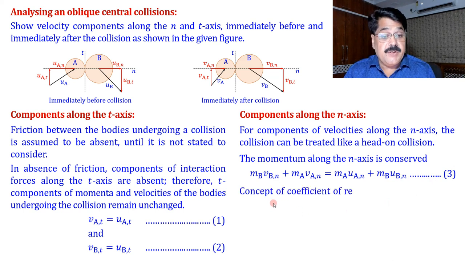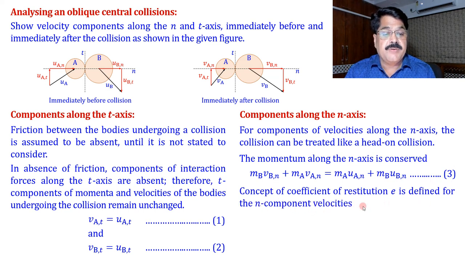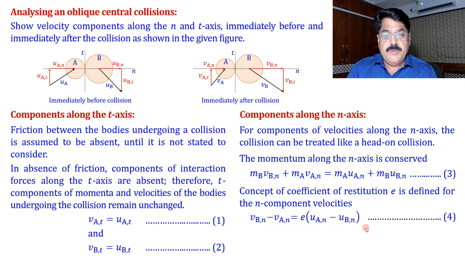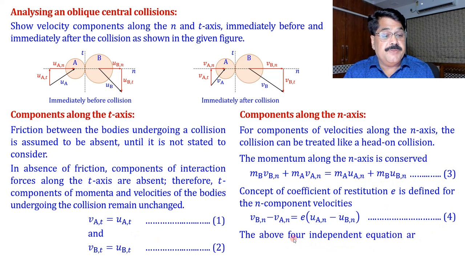Concept of coefficient of restitution. I will again stress that e is defined for the n component of velocities only. So what can we write here? VBN minus VAN is equal to e times (UAN minus UBN). We call this equation number 4. Now, an oblique collision can be analyzed with the help of these 4 equations. Out of these, the first 2 are direct results. And 3 and 4 we have to solve similar to a head-on collision. The above 4 independent equations are sufficient to analyze an oblique central collision.